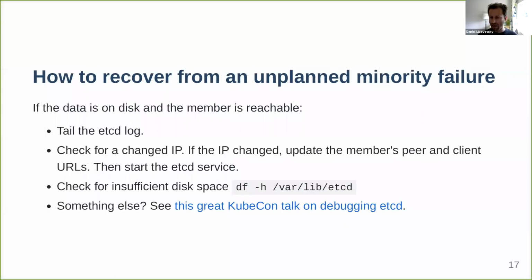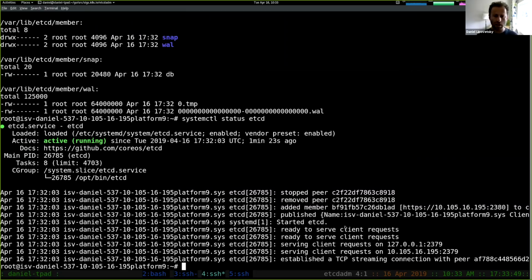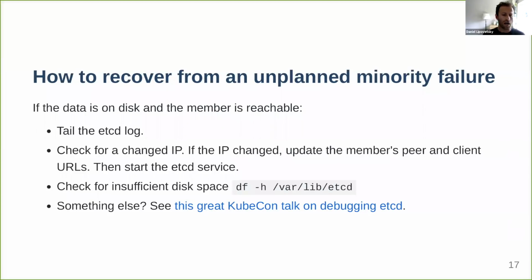If the data is on disk, then as long as the etcd process is running, the member should be able to participate. So you can check the status of the etcd service. Okay, that's running. If it's not running, maybe restart it. If it's running and the data is on disk, but it's still not participating in the cluster, check for a changed IP. Maybe the machine restarted and was assigned a different IP.